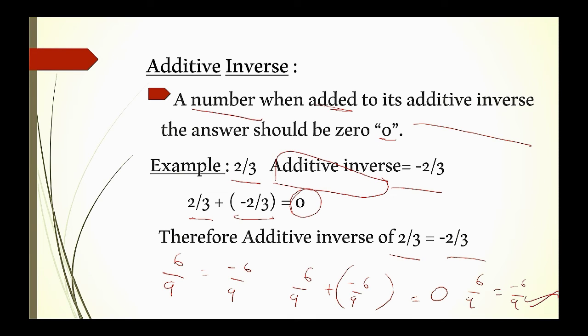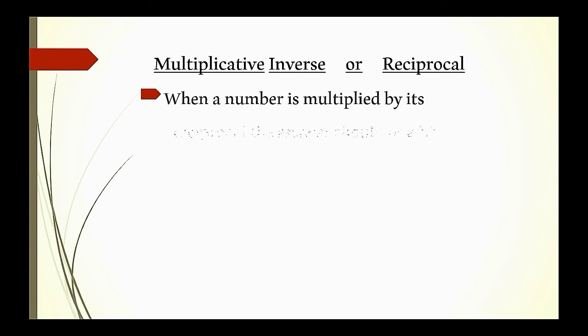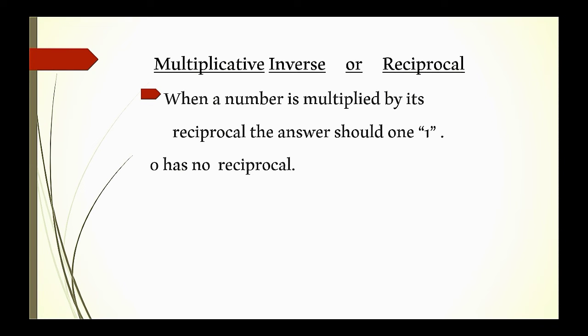Right? Next, the multiplicative inverse or reciprocal. Multiplicative inverse, we can also call it the reciprocal. So when we multiply a number by its reciprocal, the answer should be 1. In additive inverse, we learned to change the sign. In multiplicative inverse, we should switch the numbers. The denominator should become the numerator, and the numerator should become the denominator. So let me explain with an example. 0 has no reciprocal. I'll come to it later. First, let me explain what a reciprocal or multiplicative inverse is.